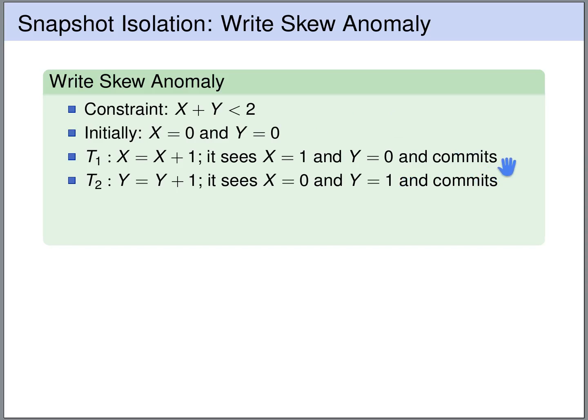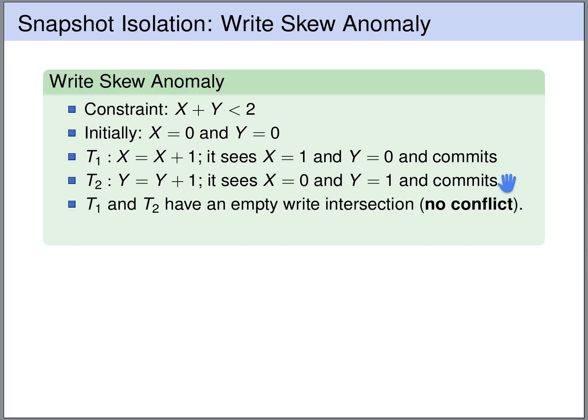So both of these transactions commit, and both of them are allowed to commit because they do not conflict. They don't have an intersection in their write sets. T1 just writes x, T2 just writes y. There's no intersection in the writes. However, the end result is that now x is 1 and y is 1, so now this constraint is violated.